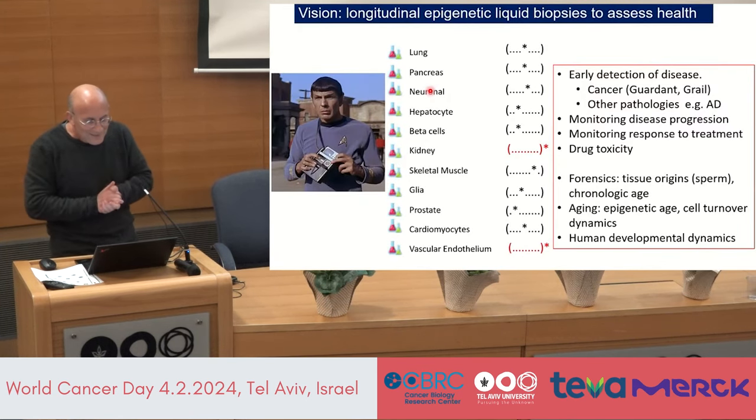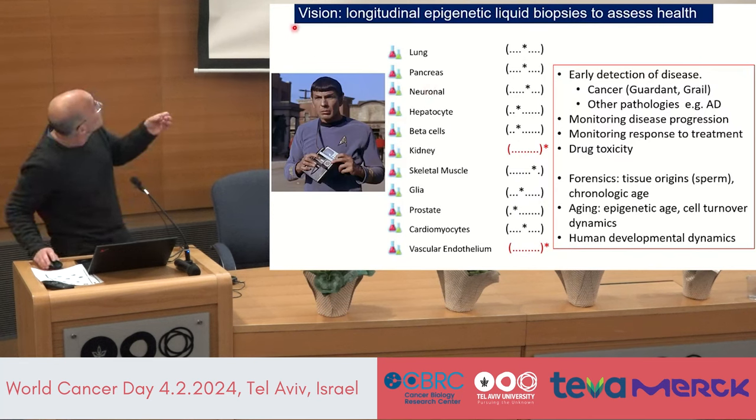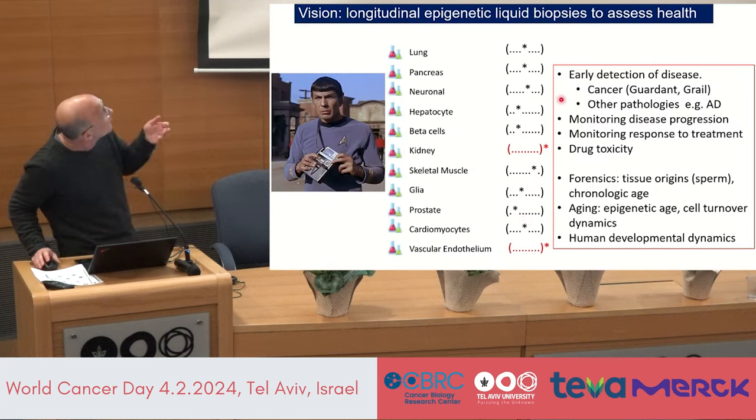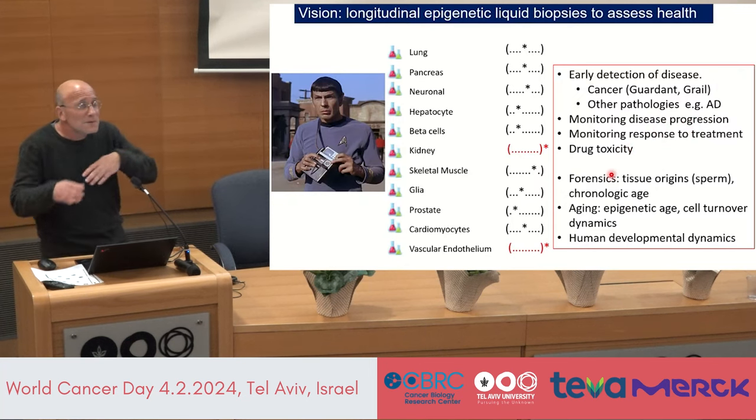This is the vision for the future that is becoming realistic, right? A blood test that will tell you what are the turnover rates of your different cell types in your body compared with your norm, your own norm or population norm. And this can be effective for early cancer detection, or taken by large companies, I think, to other pathologies such as Alzheimer's, monitoring disease progression, response to treatment, drug toxicity.